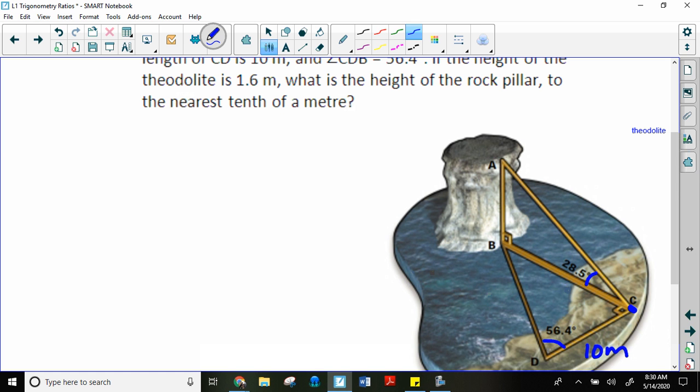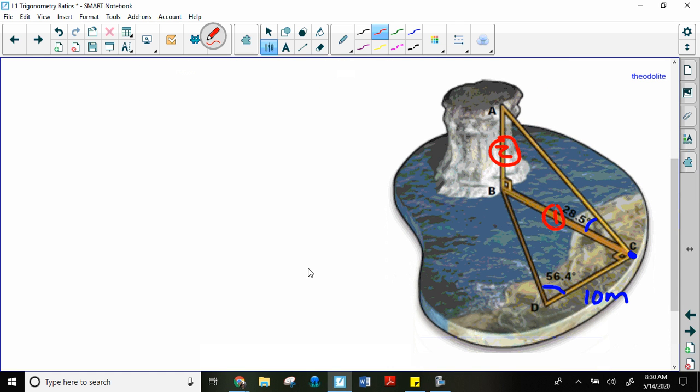So game plan. We first have to find this side length. Then we have to switch triangles using that same side length, and then we have to find our height. Okay, there's our game plan. I'm a fan, you know I like diagrams. You know I like to see what's going on.